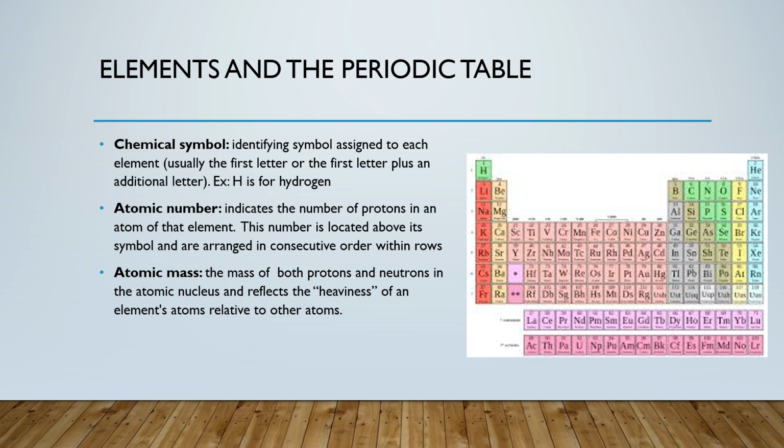Atomic mass is the total mass of protons plus neutrons and represents the heaviness of an atom. This is used to compare the weight of different elements.